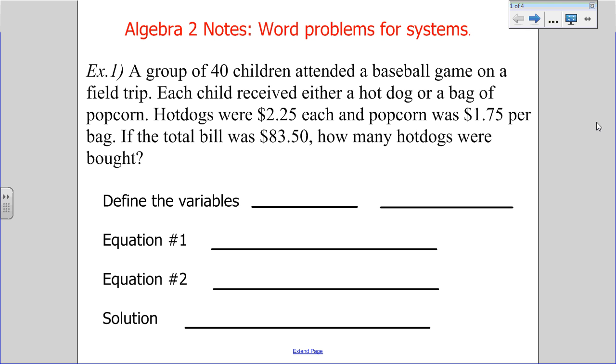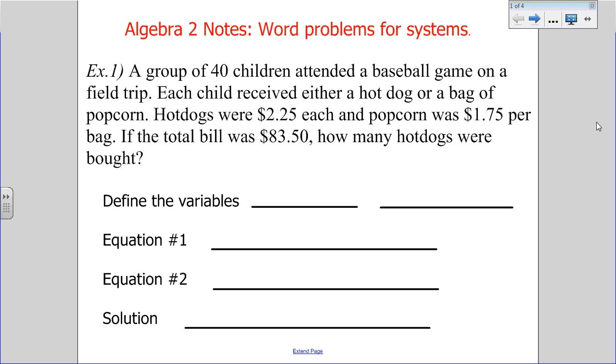For number 1, a group of 40 children attended a baseball game on a field trip. Each child received either a hot dog or a bag of popcorn. Hot dogs were $2.25 each, and popcorn was $1.75 per bag. If the total bill was $83.50, how many hot dogs were bought? I'm trying to find the number of hot dogs, correct?